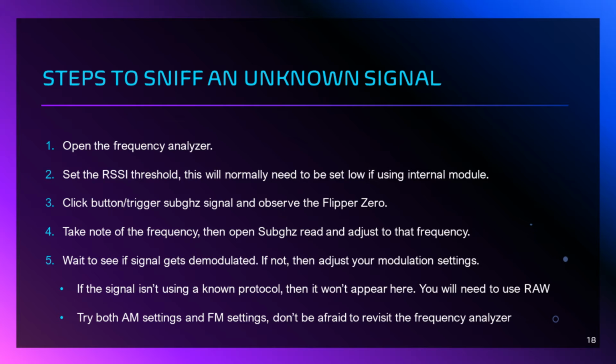Once you have that frequency, then just open up the sub-gigahertz read and adjust to that frequency. Then you want to wait to see if the signal gets demodulated or not. And if it's not, you can change your modulation settings and just play around with it. Now, if the signal isn't using a known protocol, then it will not show up. You can check on the Flipper Zero website which protocols they have implemented, and custom firmware usually has several additional protocols that are entered.